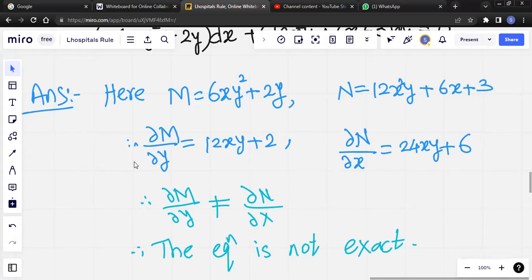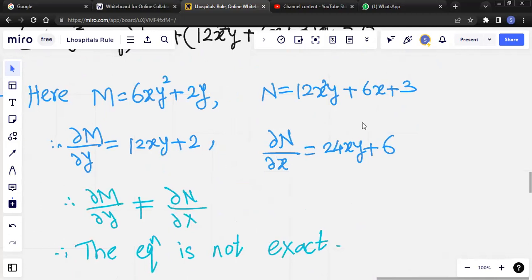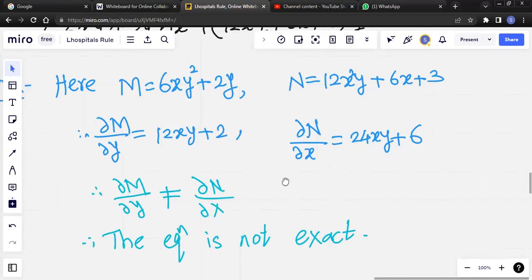Differentiating M partially with respect to y, derivative will be 2 comes down as a coefficient, so 6 twos are 12, x as it is, y, plus derivative of 2y is 2. In case of N, it will be 24xy plus 6. What we observe is that the partial derivatives do not match. Del M by del y is not equal to del N by del x, so the equation is not exact.